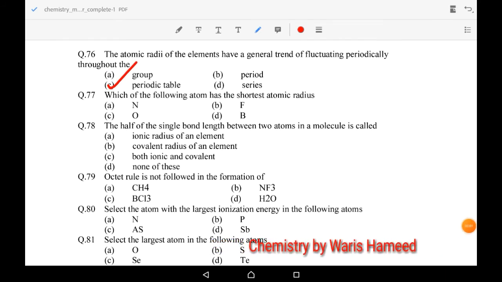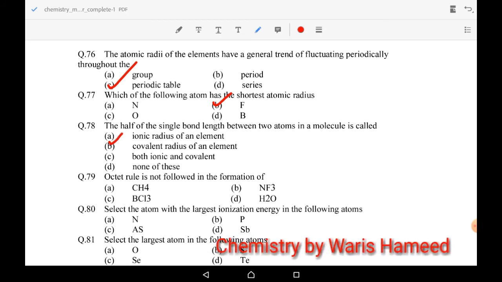Next MCQs. Which of the following atoms has the shortest atomic radius? Among all these atoms, fluorine will have the shortest atomic radius, so its correct option is B. The half of the single bond length between two atoms in a molecule is known as covalent radius of an element. Octet rule is not followed in the formation of boron trichloride. C option. Lewis acids do not follow octet rule.